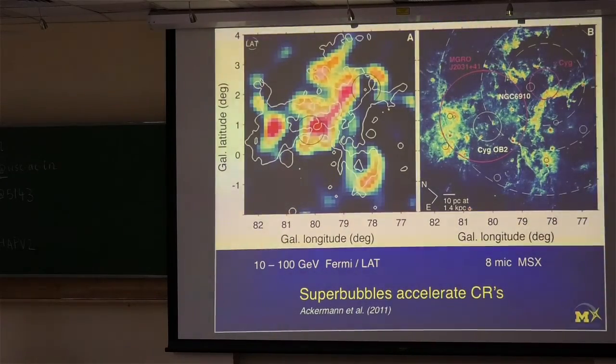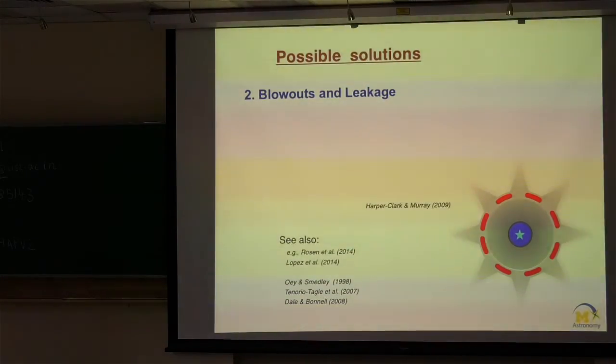So here is a beautiful observation of the Cygnus OB bubble. On the right-hand side, we see an infrared image, 8 microns, just to show you where the bubble walls are. The OB association is in the middle there. And on the left-hand side, we see the 10 to 100 GeV gamma ray observations in Fermi, and that shows us where the cosmic rays are being accelerated. So we actually see this in action. The question is what is the actual luminosity that this would correspond to. Okay, so that is the source problem.